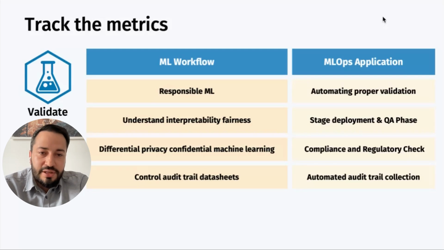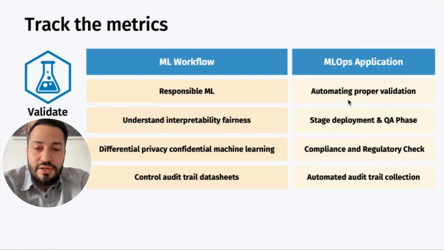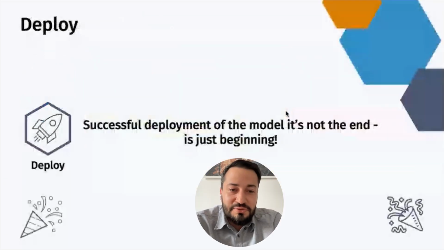We need to make sure there is a human in the loop. So we actually need to validate this model, test it, and then deploy it on some kind of staging environment, do the QA process, check if we are following certain regulations, and then configure the audit trail log collection as well for future validations. So this is all about this step, and after it we will be ready to deploy the model.